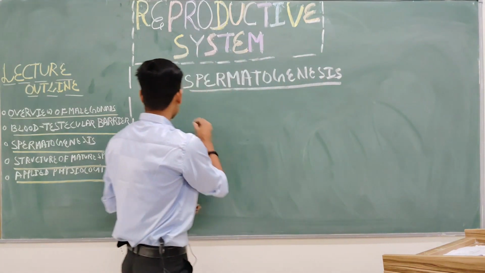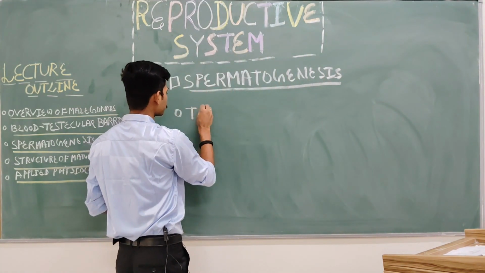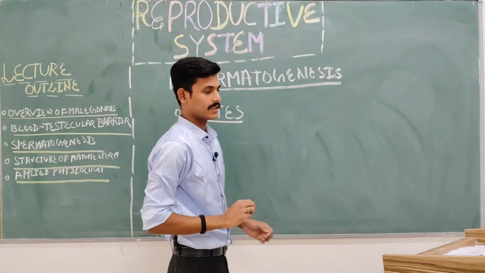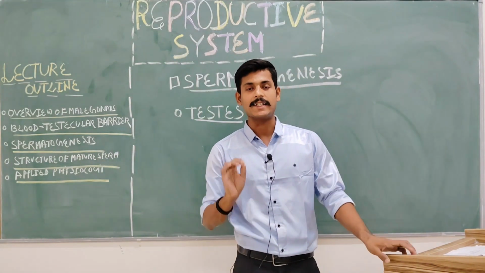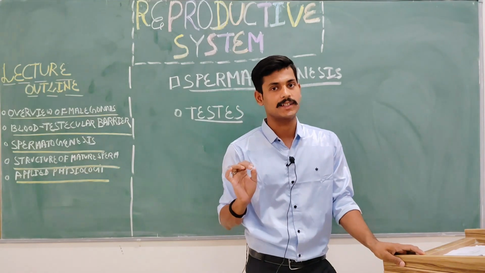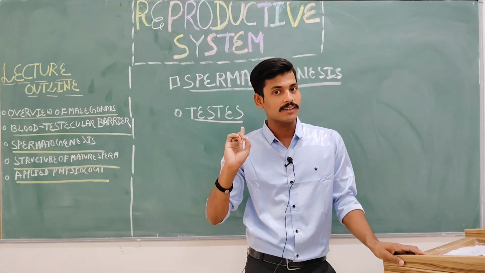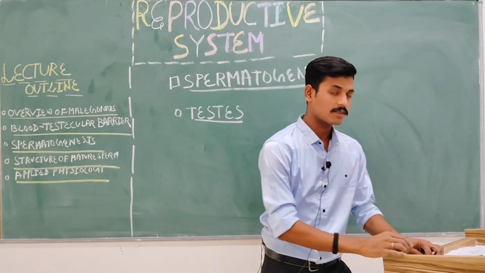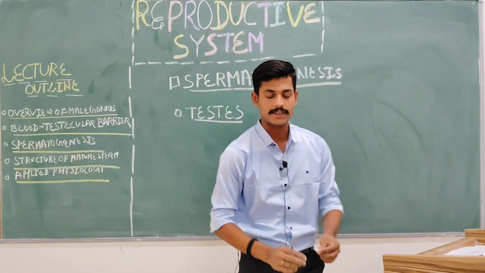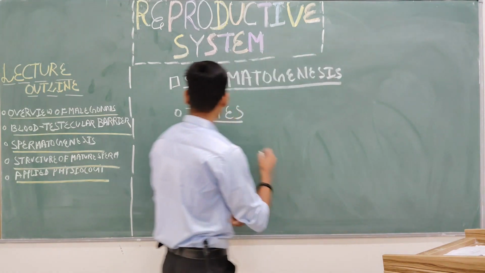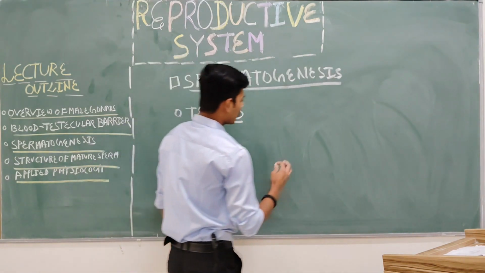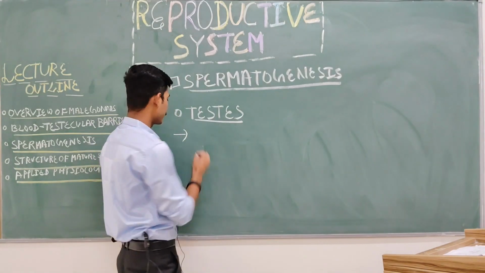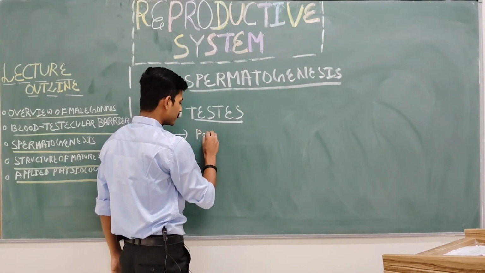You know that the testis is a paired structure, and it is considered the gonad in male. Have you seen the gonad in the female? The gonad in the female is the ovary, which we discussed in our previous lecture. So from today we study the testis. You know that the testis is oval in shape. First of all, write some description about the testis. It's a paired structure, like the ovary.